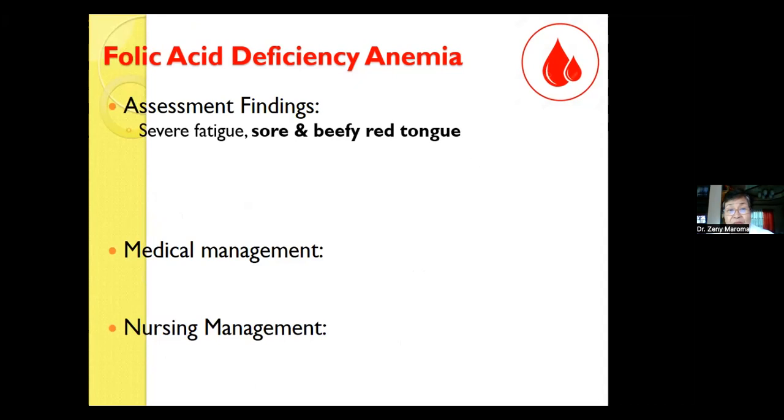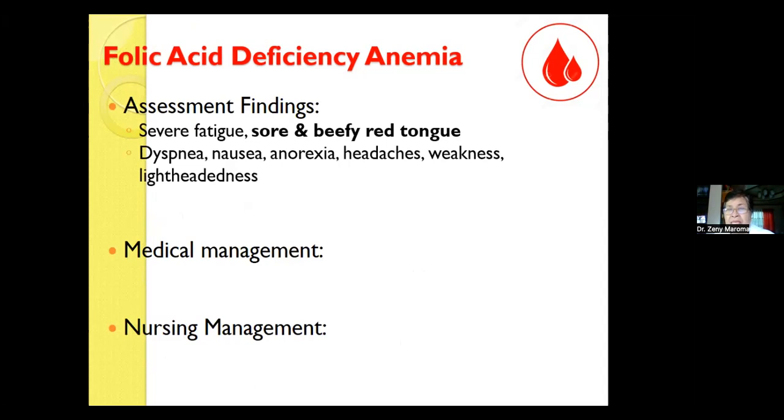What are the assessment findings? There are GI symptoms: beefy red tongue, stomatitis, glossitis. There is fatigue, weakness, pallor, okay? But no neuro symptoms. Low hemoglobin and hematocrit, low serum folate.